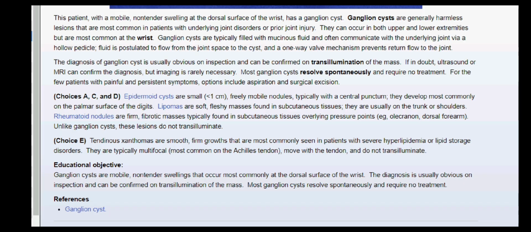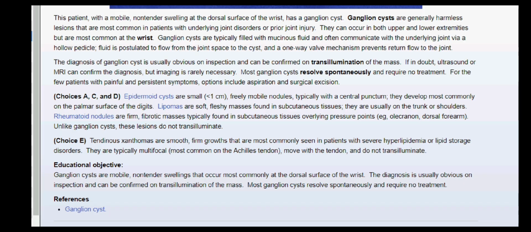What about the other choices, like epidermoid? No, because this one is small, less than 1 centimeter, and here we see it bigger. Epidermoid is a freely mobile nodule with a central punctum. This is on the palmar surface of the digits. This is the epidermoid. So we have two things: small, and the palmar surface of digits.